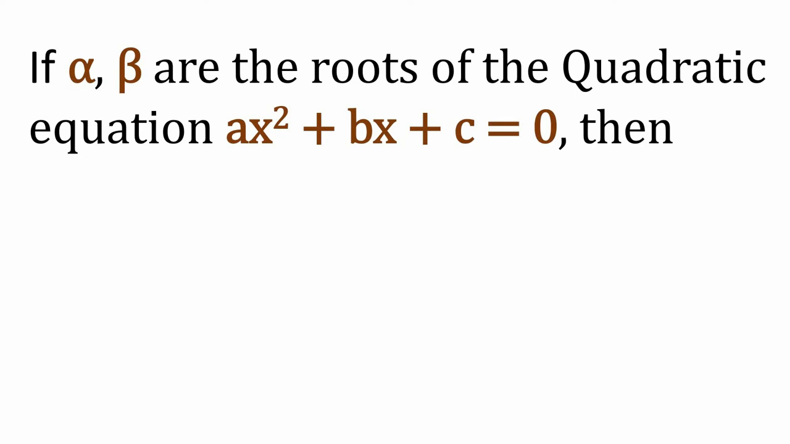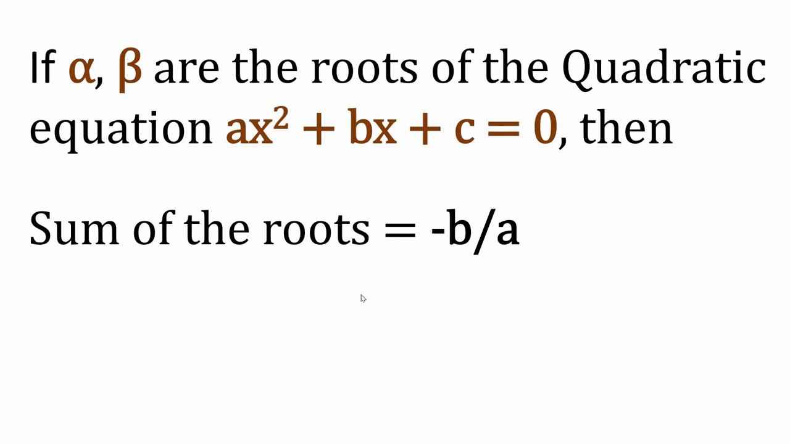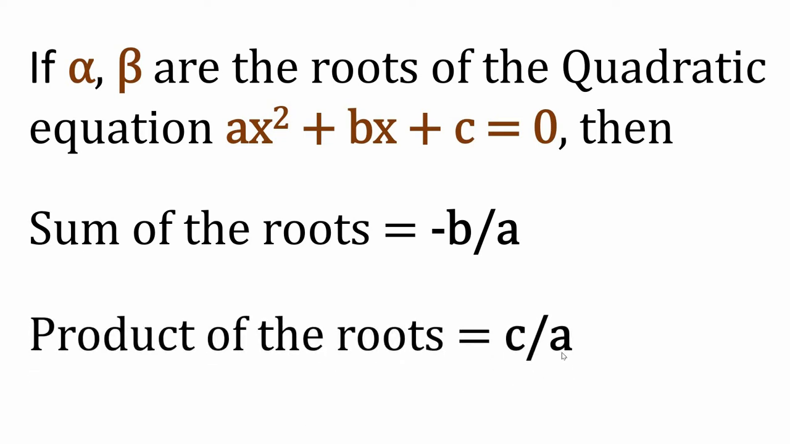If alpha comma beta are the roots of the quadratic equation ax square plus bx plus c equals to 0, then the sum of the roots is equals to minus b by a. The condition for the sum of the roots is equals to minus b by a, and the condition for the product of the roots is equals to c by a. So whenever we have roots as alpha comma beta and the quadratic equation is ax square plus bx plus c equals to 0, then the sum of the roots is equals to minus b by a and the product of the roots is equals to c by a.